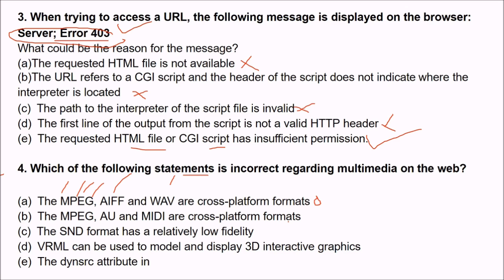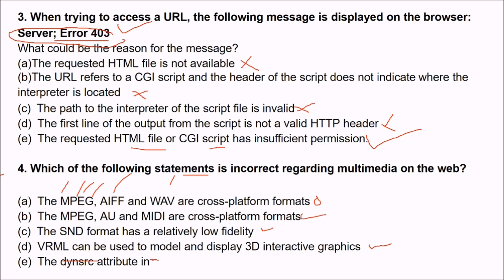Now this fourth one, this is correct. AU, MIDI and MPG are actually cross-platform formats. That is, they work on different platforms. The SND format has a relatively low fidelity. Yes, this is also correct. VRML can be used to model and display 3D interactive graphics. This is absolutely correct. And then one more we have, that is the dynamic script attribute.